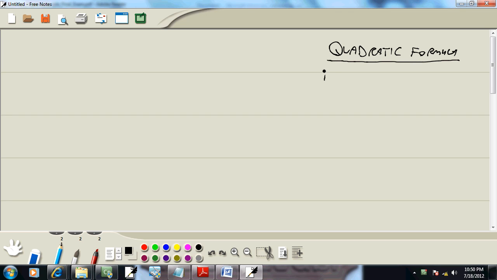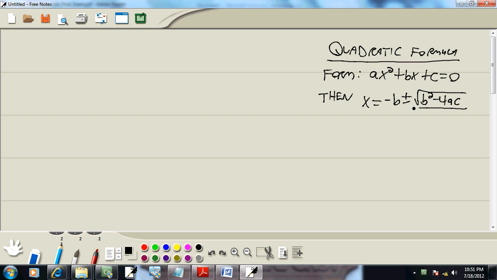Now, given you have a problem in this form, ax squared plus bx plus c equal to 0, then we can solve this equation by plugging a, b, and c into this formula. Negative b plus or minus square root of b squared minus 4ac all over 2a.